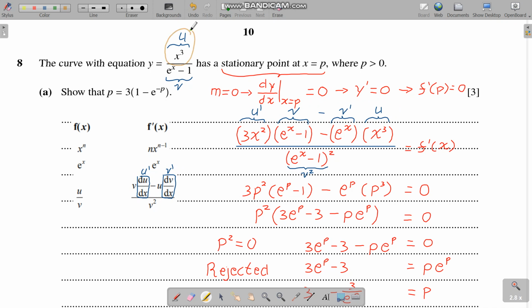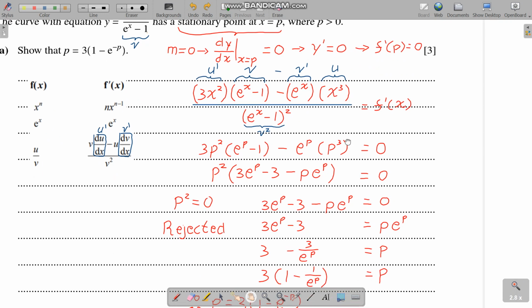Let's say u is x cubed and v is e to the x minus 1. If u is x cubed, u prime would be 3x squared using the usual formula. So u prime v, where v is just as it is, minus v prime. If this is v, v prime is just e to the x, because e to the x stays e to the x and minus 1 becomes 0 when we differentiate. Times u, which is again x cubed, divided by e to the x minus 1 all squared, so the v squared. So we are done with the differentiation.